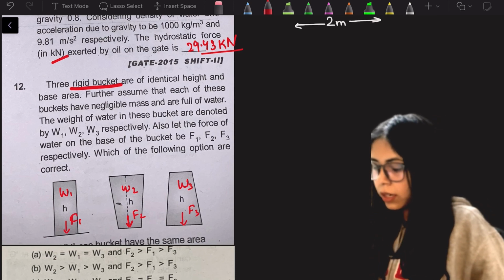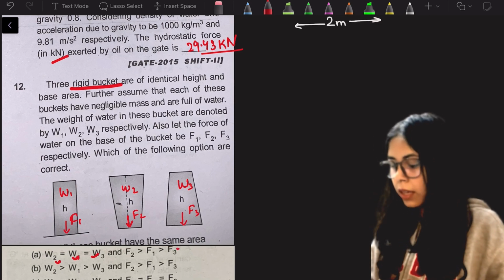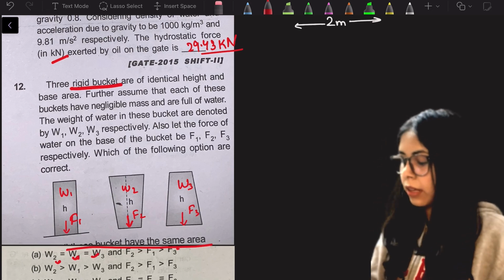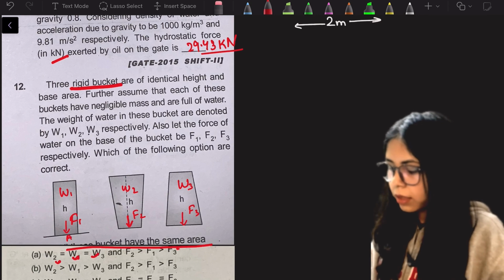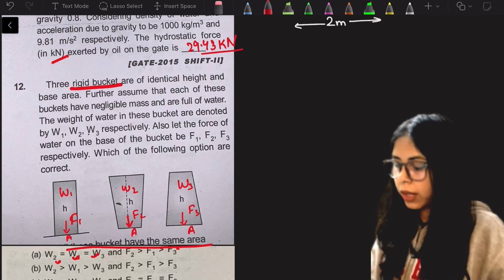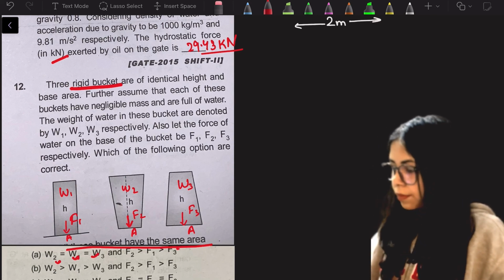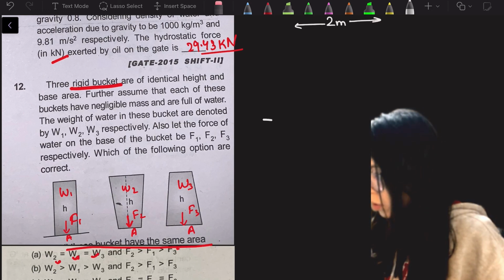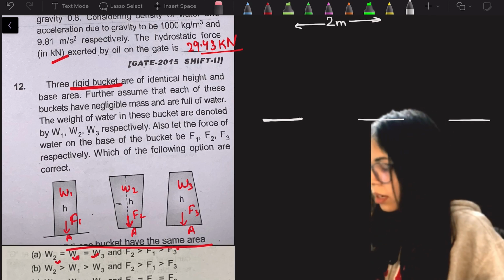See, they have given the relation between weights and forces. They are saying that these are having the same base area. So the base area is the same for all buckets. Let's say it is A, this is also A and this is also A. So the base area is the same in this picture. That means they are saying the base is the same. So base is this much, this much, this much. So here the bases are the same.